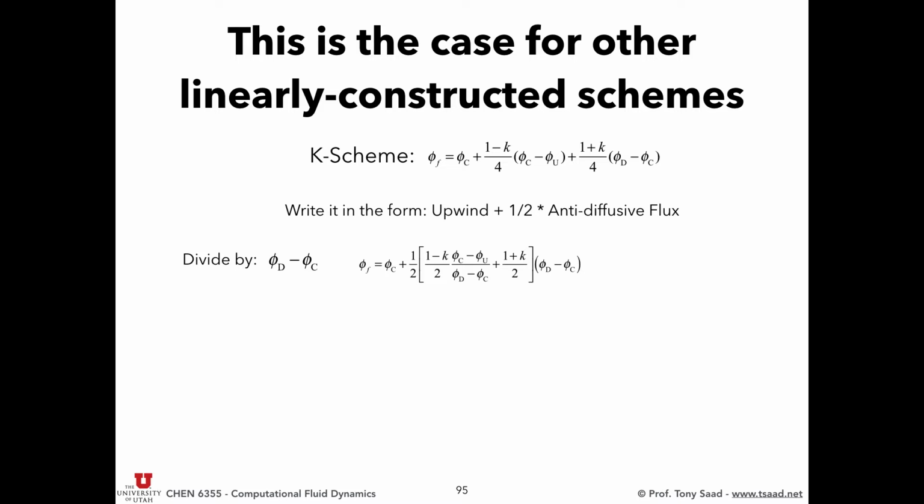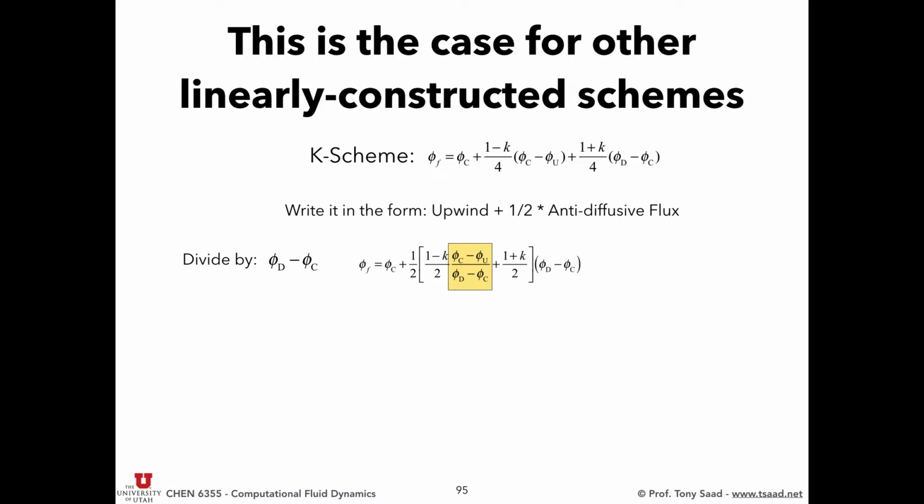And when I divide by phi d minus phi c, I get phi c minus phi u over phi d minus phi c plus 1 plus k over 2 times phi d minus phi c. So we're still equal, right? Okay. Now, I'm going to take this and think about it. What is this? It's phi upwind minus phi far upwind over phi downwind minus phi upwind.